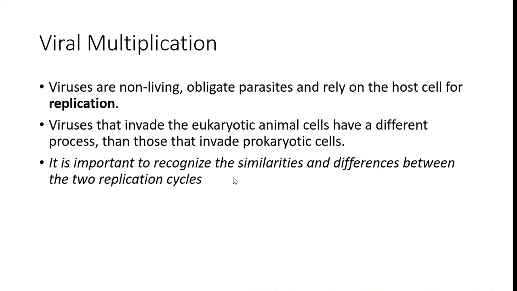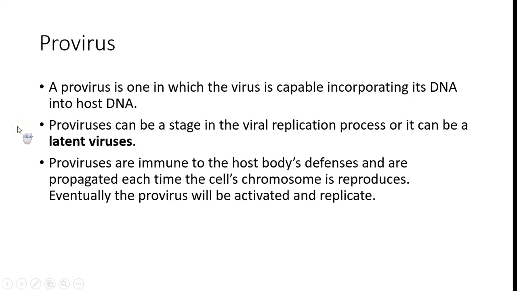Now, viral multiplication is an in-depth, complex process. Why? Because again, they're obligate parasites, and so they have to rely on their host cell in order to make those proteins and assemble. So they're intracellular obligate parasites. They're going to invade eukaryotic cells, and that's going to be very different from when they invade prokaryotic or bacterial cells. So you will need to know the steps of multiplication in both the animal and the bacterial cells, and that's a separate video, so look for that one as well.